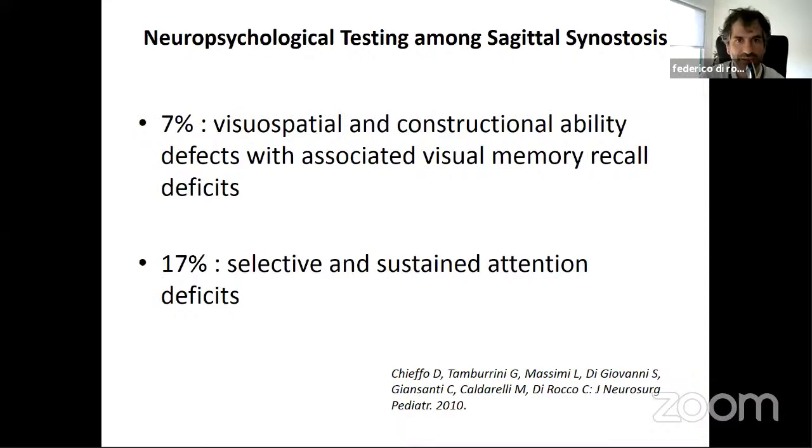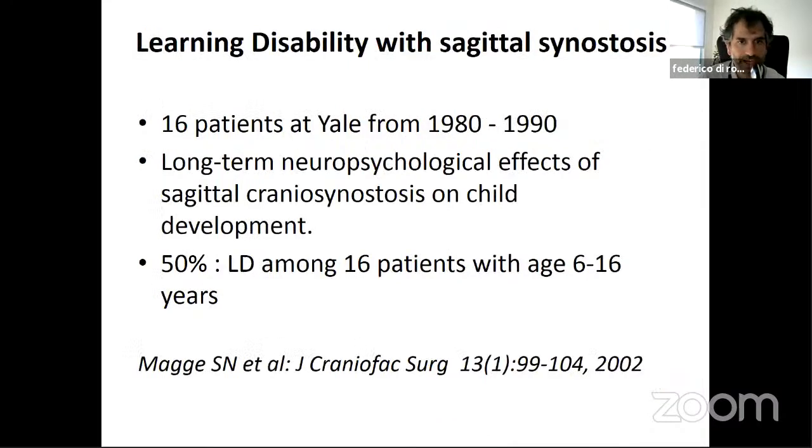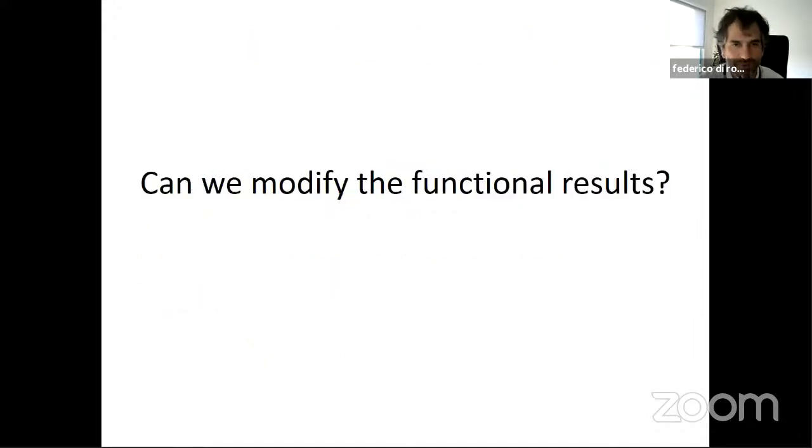And you see that it really depends on the different series that you can read, but all of them agree that there is a number of children who will have problems during their development. And the older they are, the higher the risk of having bad results when you do your testing. Can we modify these results?